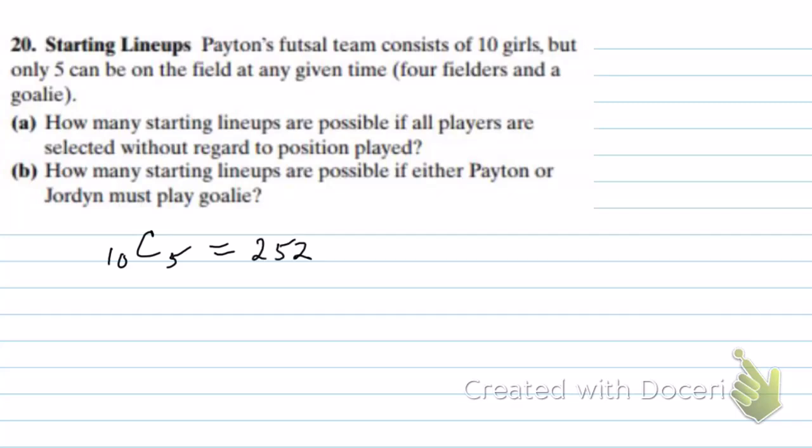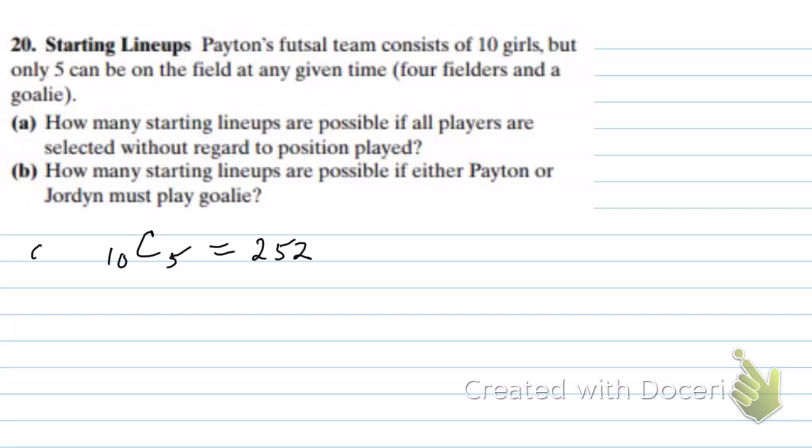All right, so we're getting 252. How do you know the order matters? You have to just get it from the context of the problem. On this one, it said without regard to position played. That's a good question because that's pretty important, right?